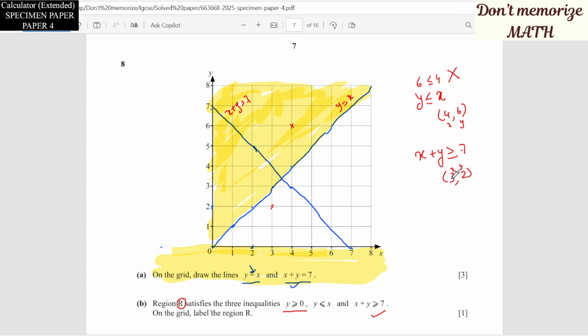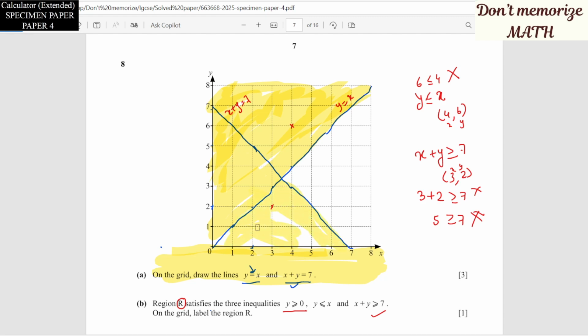x plus y greater than or equal to 7. x is 3. So 3 plus 2 greater than or equal to 7. That is 5 is greater than or equal to 7. Is it correct? It is wrong. So it is wrong, which means this region is the unwanted region. So now we are shading the unwanted region. So you can shade this part.